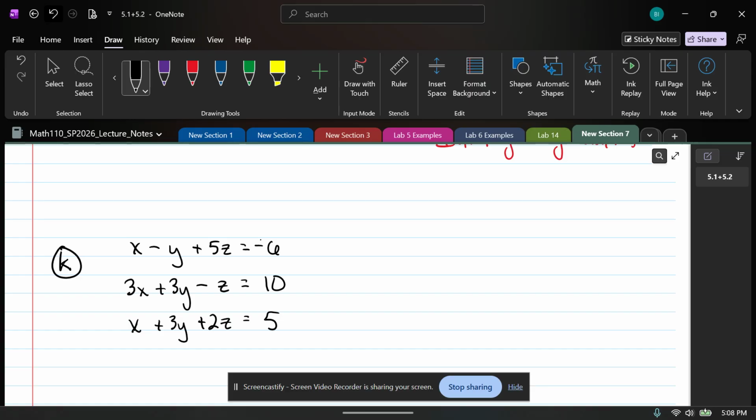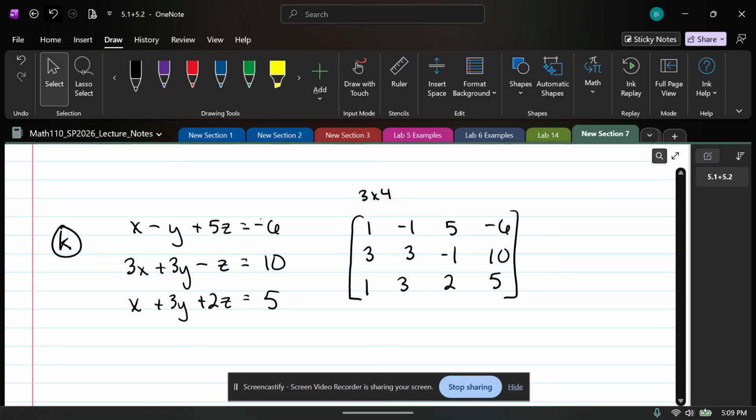So when we put this into the calculator, what size is the augmented matrix going to be? 3 by 4. 3 rows, 4 columns. So you got 1, -1, 5, then it's equal to -6. 3, 3, -1, 10. 1, 3, 2, 5. That is going to be my 3 by 4 matrix that I'm going to enter into the calculator. And then I'm going to run RREF on that.